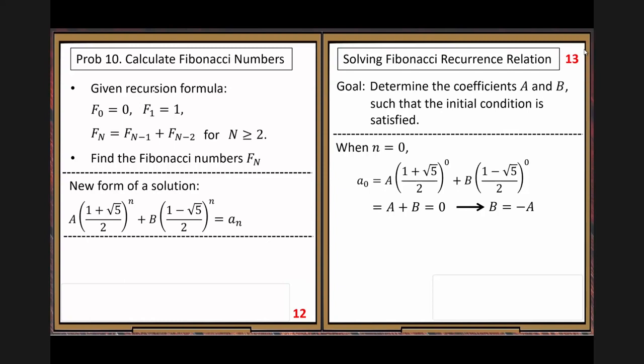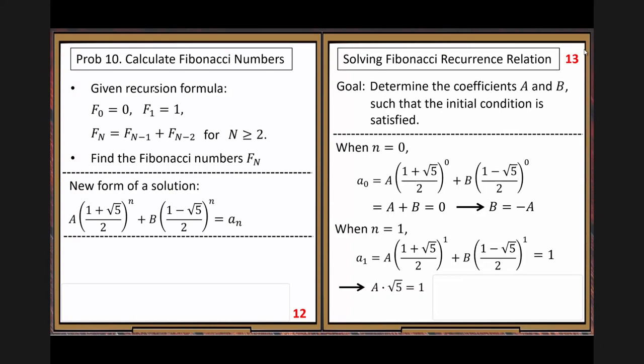The second, little a1, when k equals one, a1 equals this expression, and the whole thing should be equal to 1. Let's simplify it. Because B equals negative A, we can replace B by negative A. So B is gone, we only have A left. Then we combine the terms. Here you need to use negative A, replacing B. So the 1 cancels out.